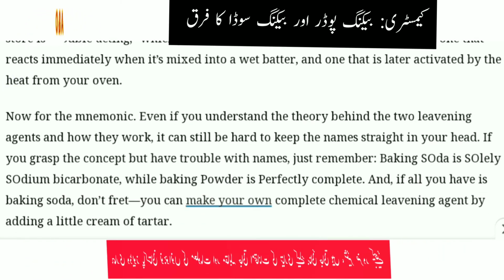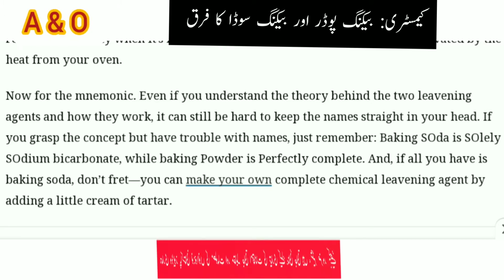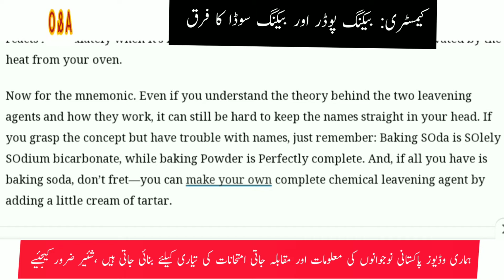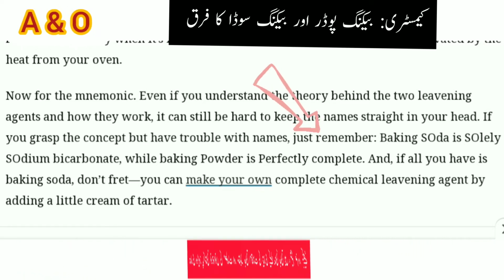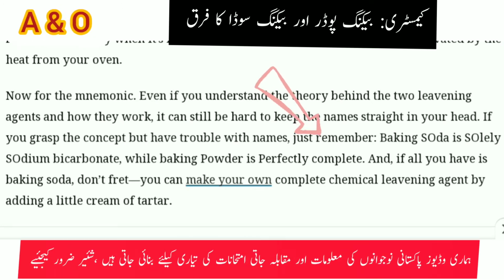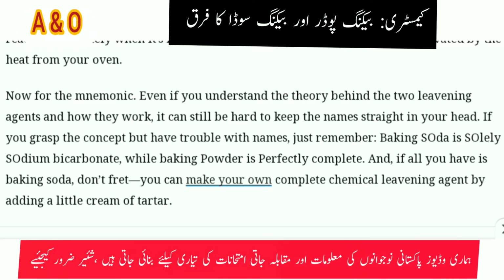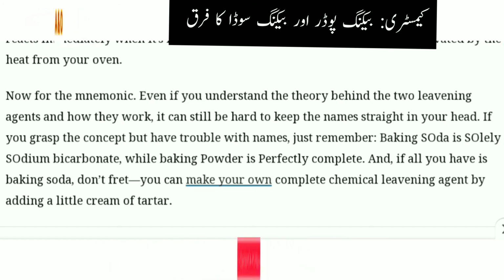Now for a mnemonic. Even if you understand the theory behind the two leavening agents and how they work, it can still be hard to keep the names straight in your head. If you grasp the concept but have trouble with the names, just remember: baking soda is solely sodium bicarbonate, while baking powder is perfectly complete.